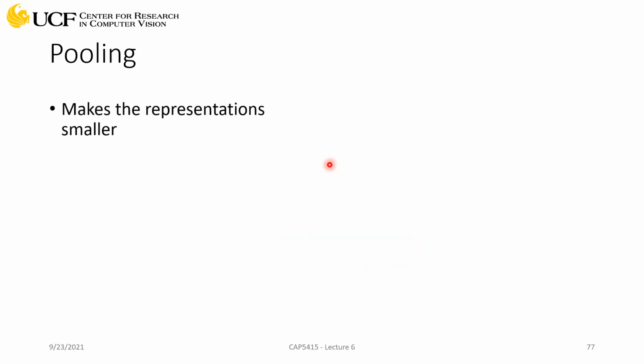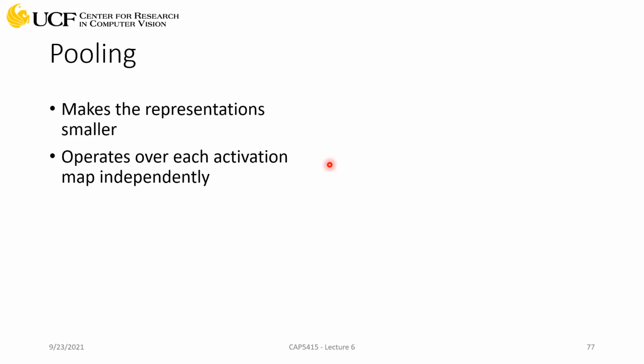So yeah, it makes representation smaller, saves memory. That's good. And the other interesting thing is you don't have to worry about the depth here, because the filter is applied independently, because you're just pooling those regions, right?